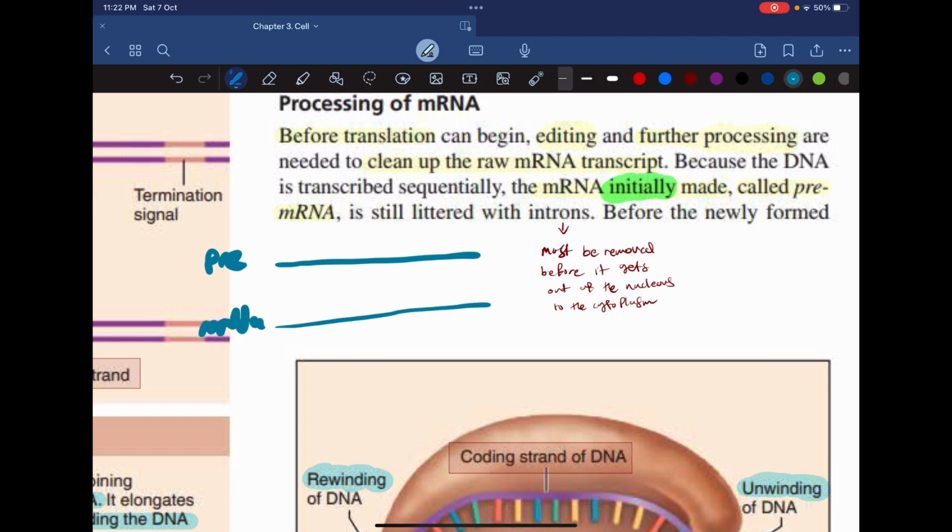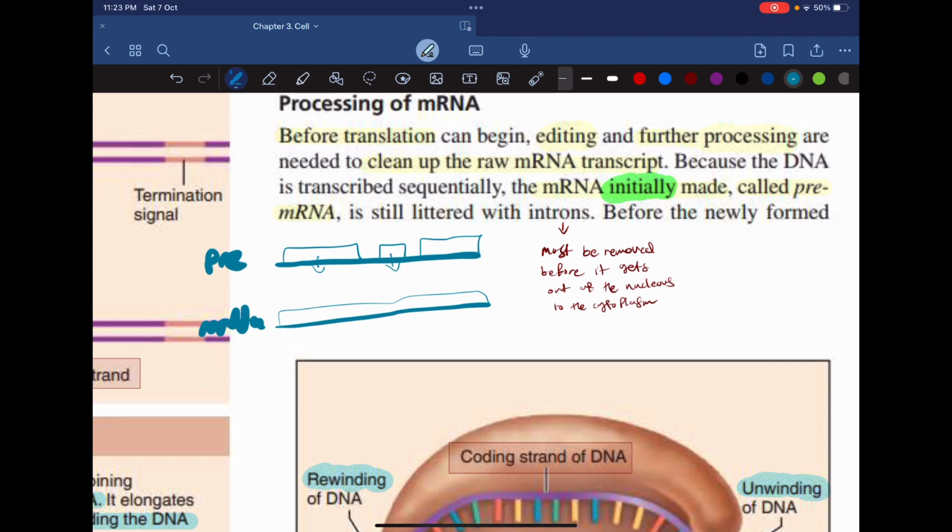How do they differ? They differ in that the pre-mRNA has exons and introns, but the mRNA has only exons. What are exons and introns? Exons are the coding, they have the coding information, but the introns are non-coding. That's why they should be removed before it goes out of the nucleus to translation, which is in the cytoplasm.